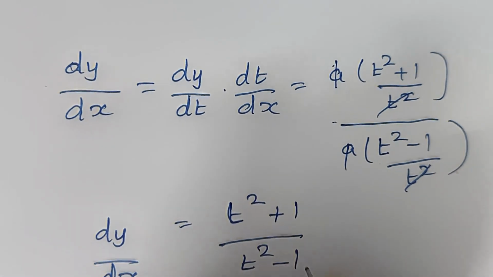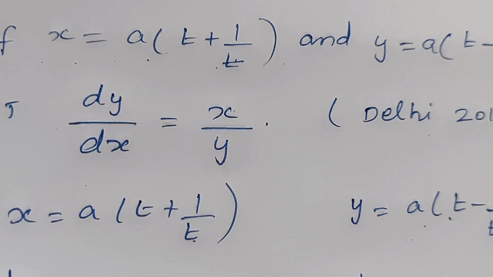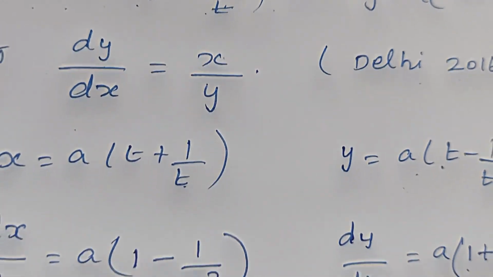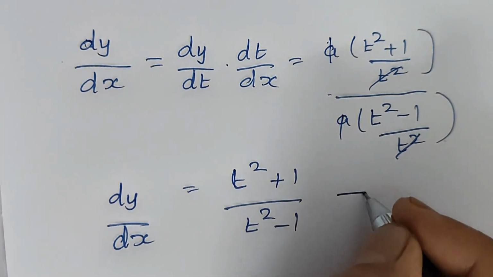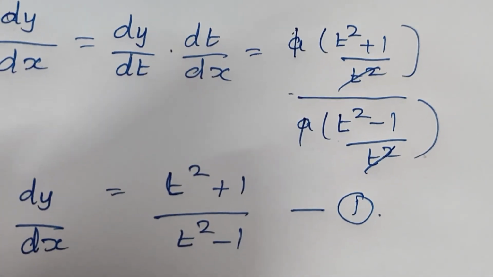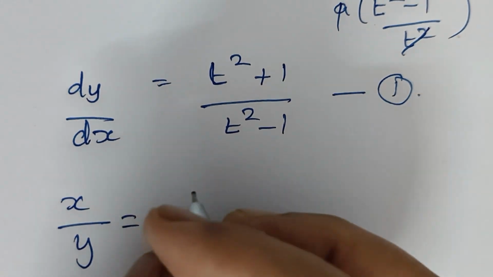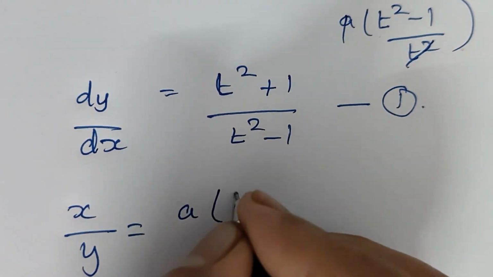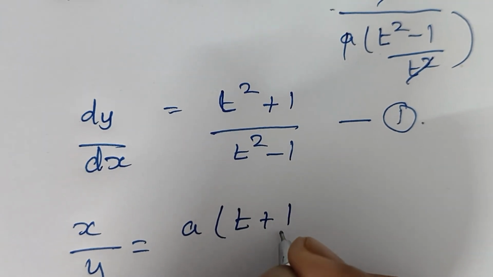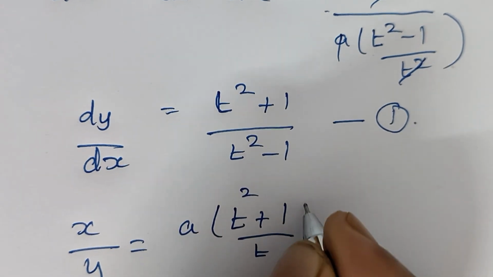Next what we have to prove? That is dy by dx equal to x by y. So here we take this one as 1. Next we have to find x by y in terms of t. So what is x? a into t plus 1 by t. Therefore t square plus 1 by t.